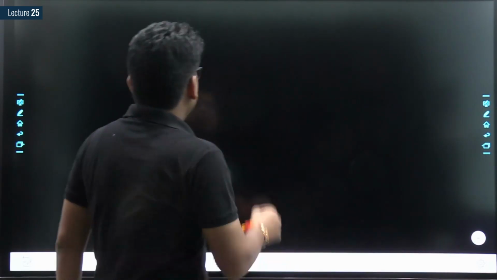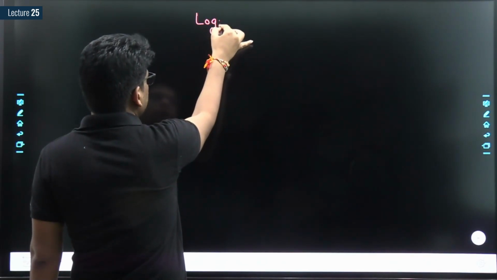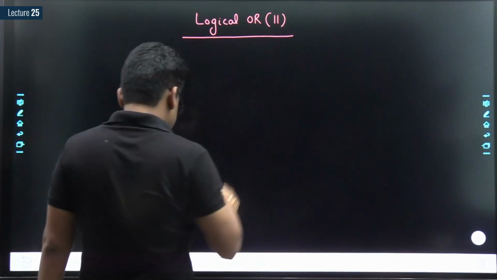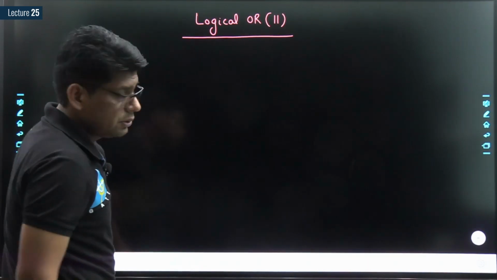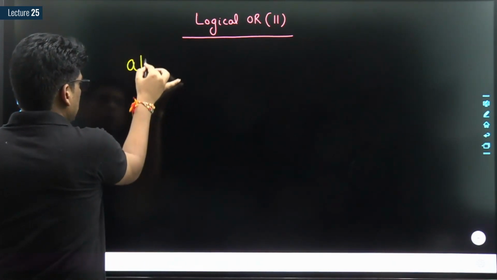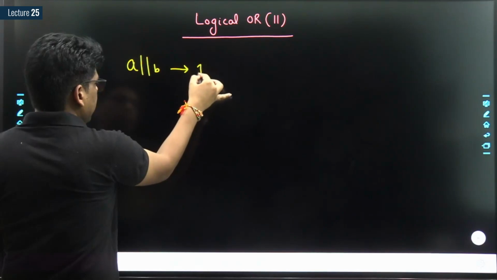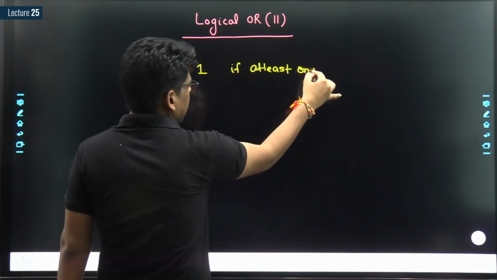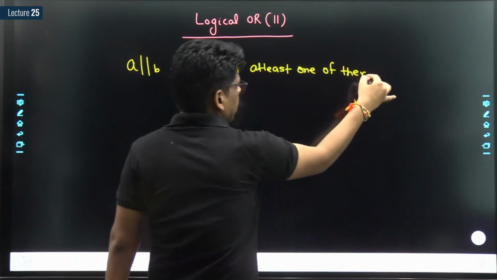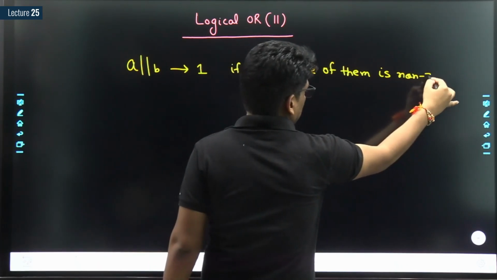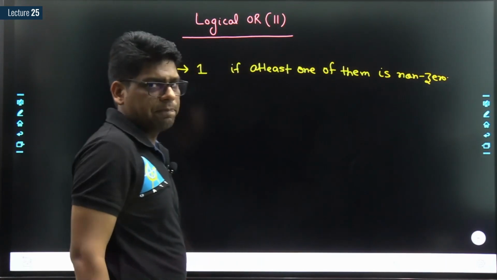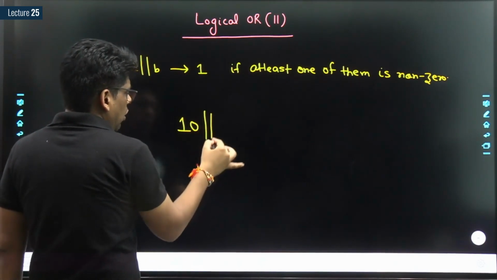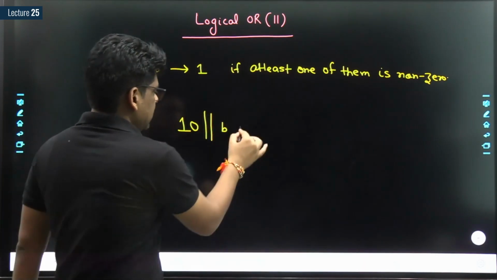Let's come to the logical OR operator. Logical OR operator. Okay. Sir, what does it say? Logical OR. The output will be 1 if at least one of them is non-zero. Okay. Let's try to understand. If I say 10 OR B, what is the result?